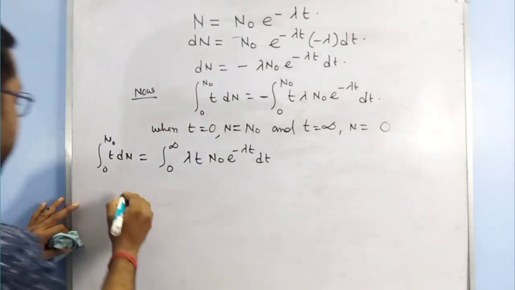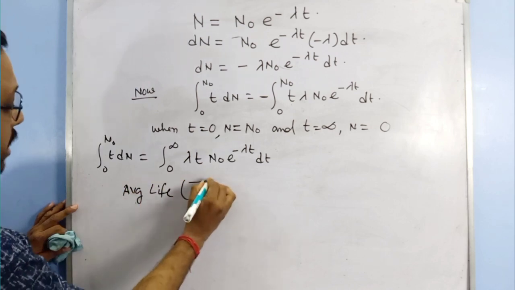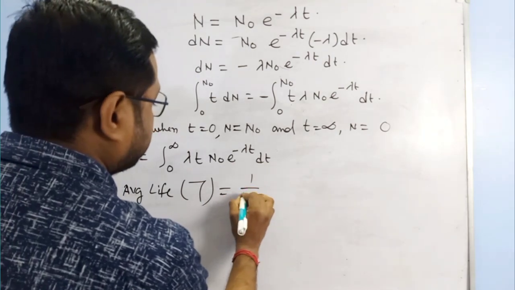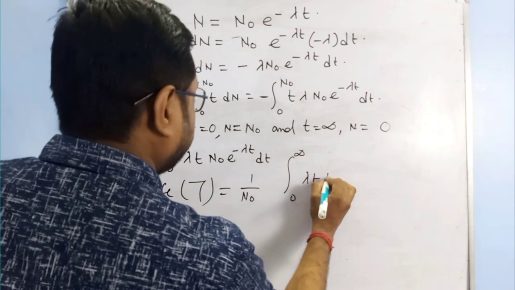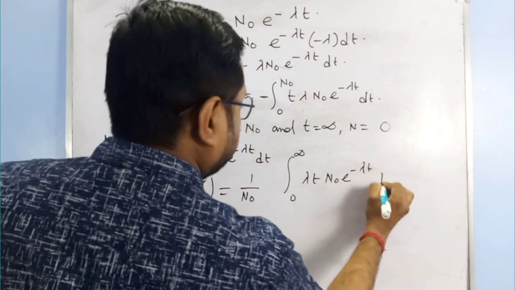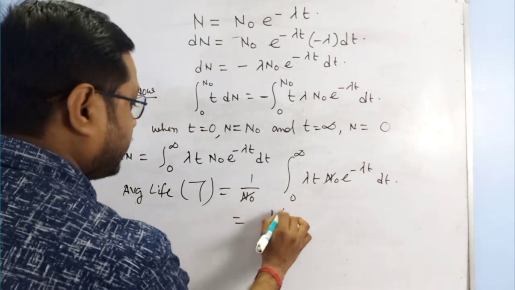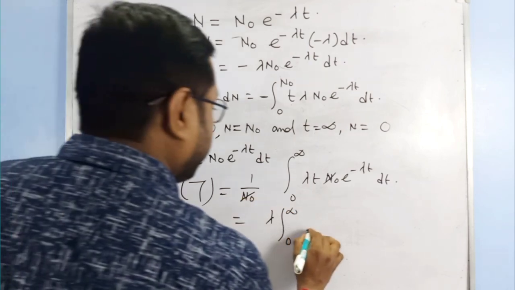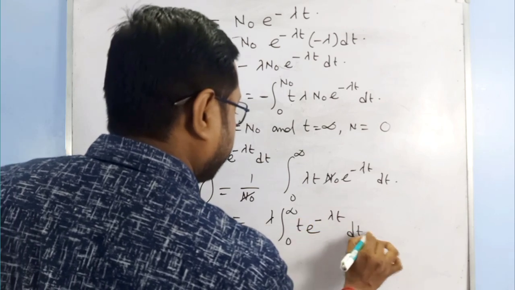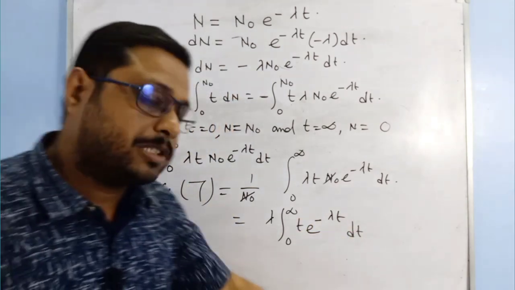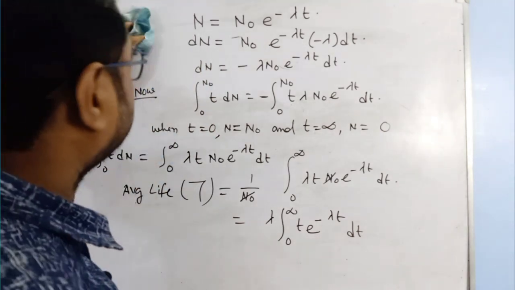Now we can go with the average life, which is denoted by tau, equal to 1 by N0 times this factor, integral from 0 to infinity of lambda t N0 e to the power minus lambda t dt. Now, this N0 will be cancelled and lambda will be taken outside the integral. We get the integral from 0 to infinity of e to the power minus lambda t into t dt. Now, we shall go with the integration by parts formula.